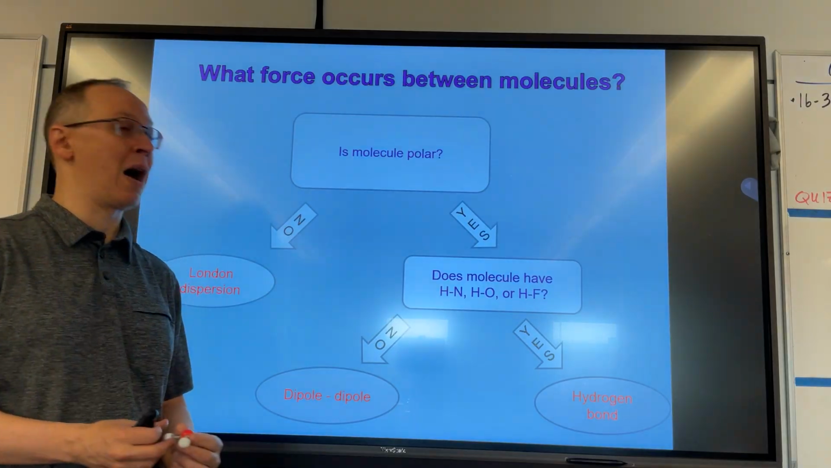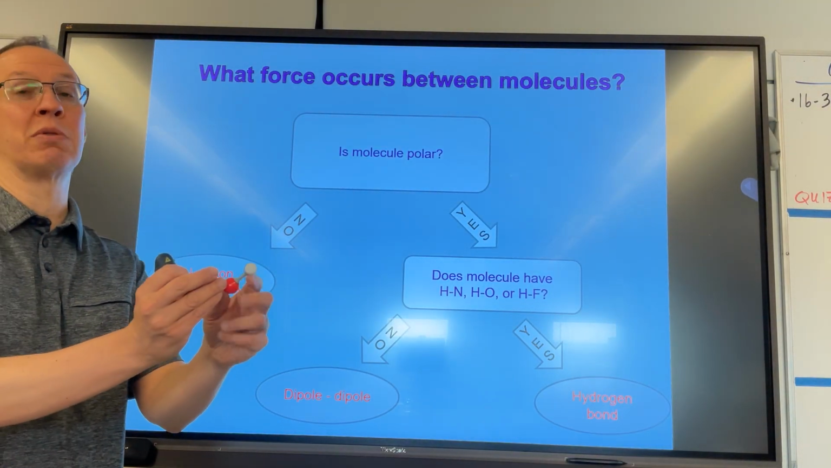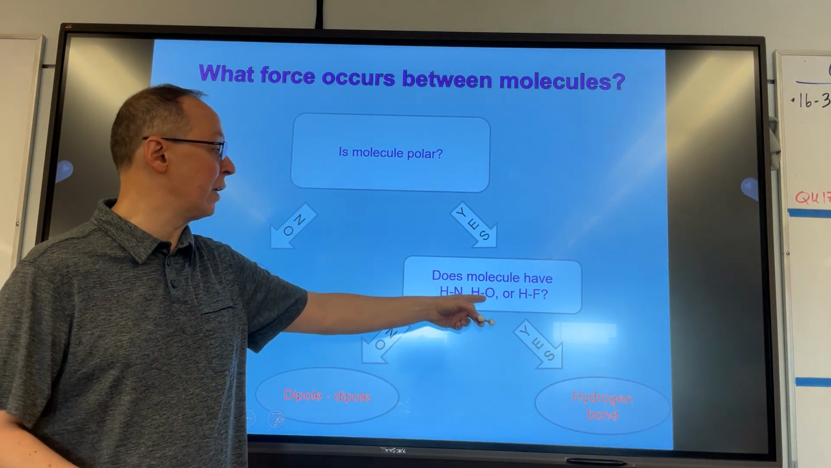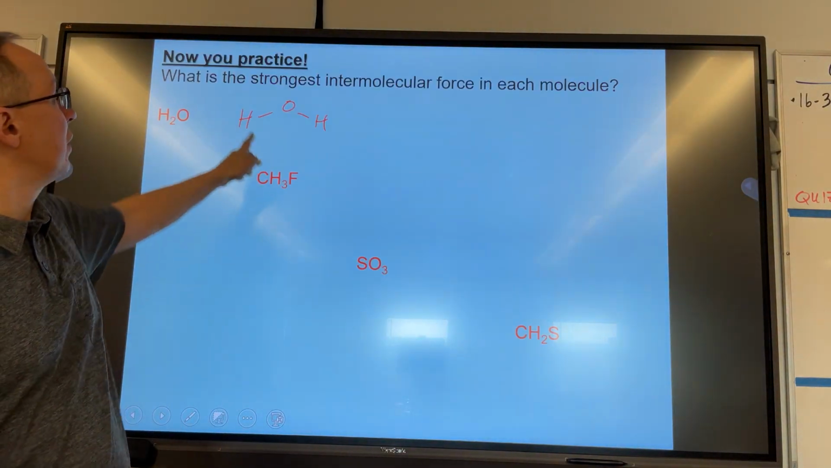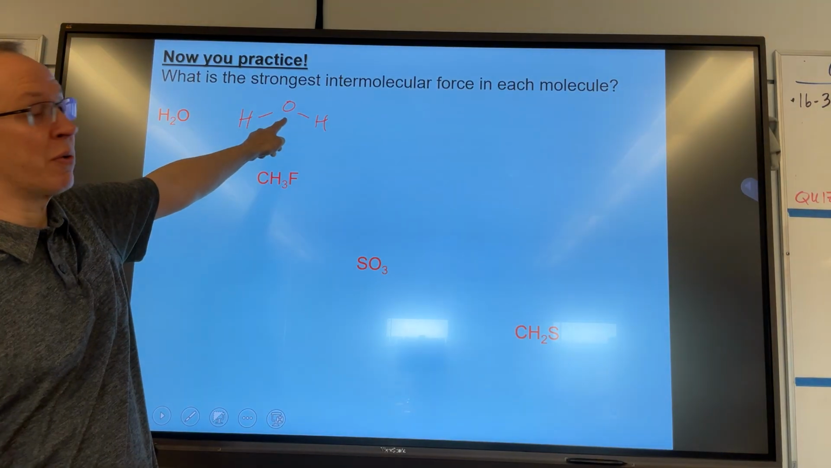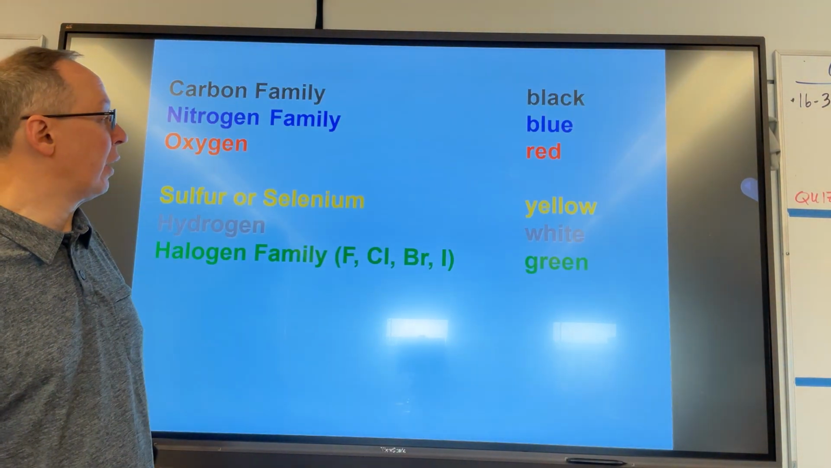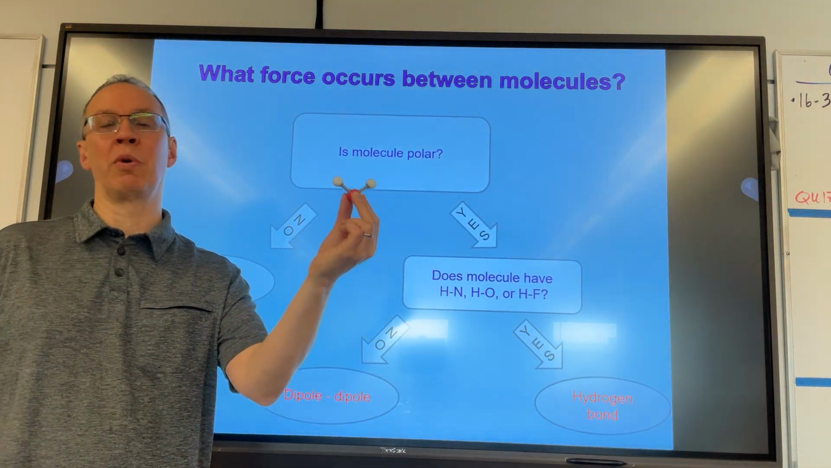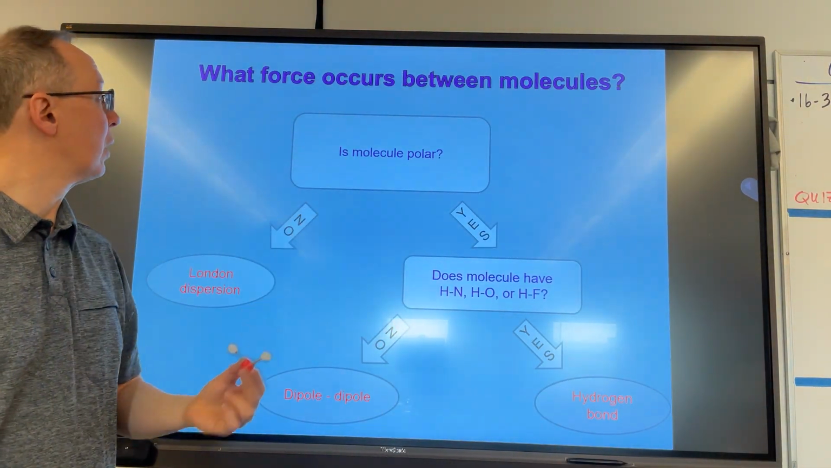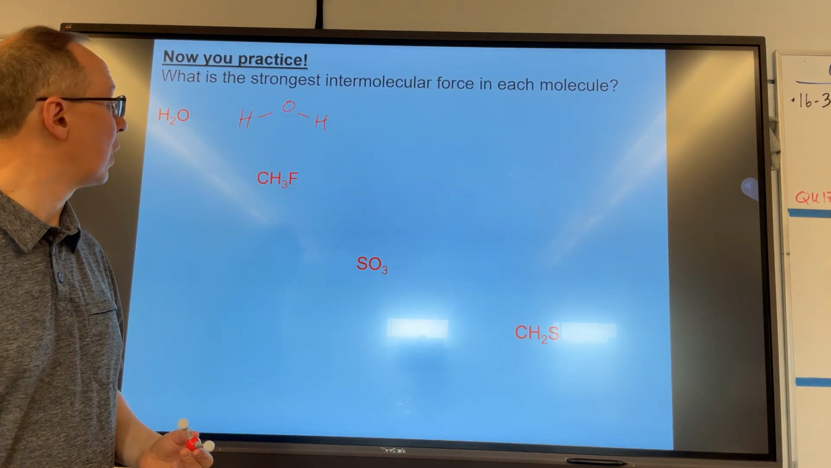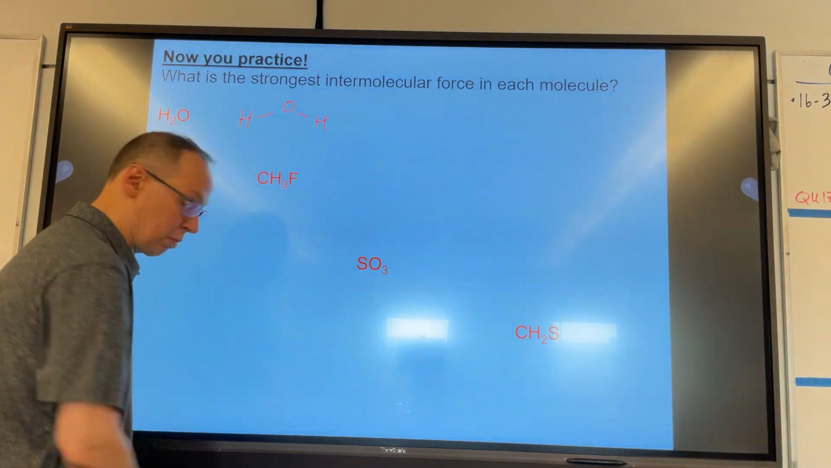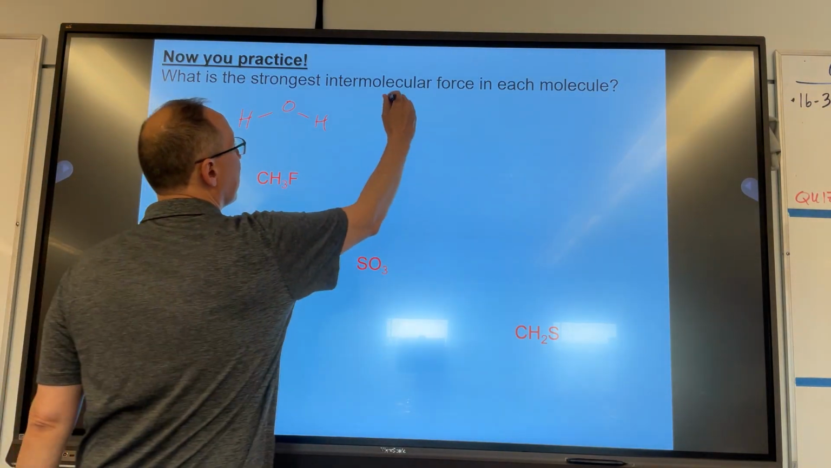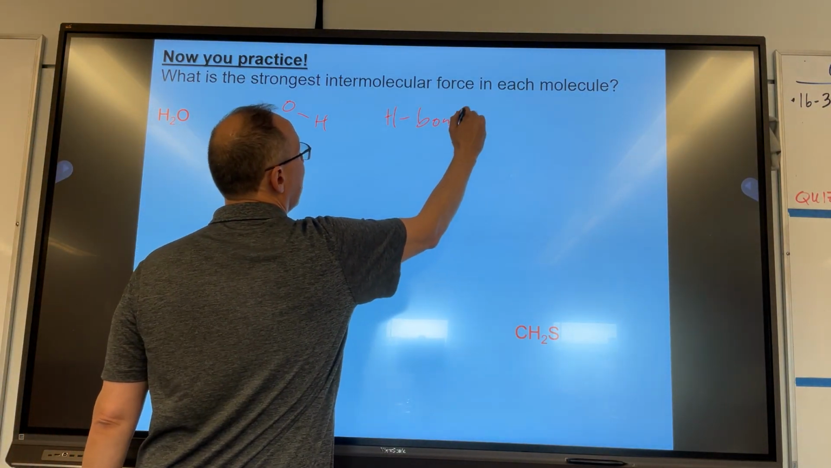Does the molecule have a direct hydrogen-oxygen bond? The answer to that is yes. When we look at our Lewis dot structure, the oxygen and hydrogens are directly bonded to one another. And so we end up with an answer of yes. So this molecule is going to be hydrogen bonding. That is the strongest intermolecular force inside of the structure. So we can say hydrogen bond.